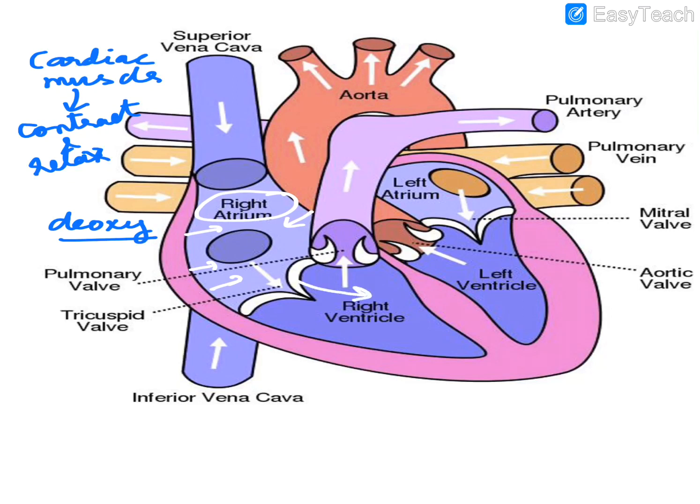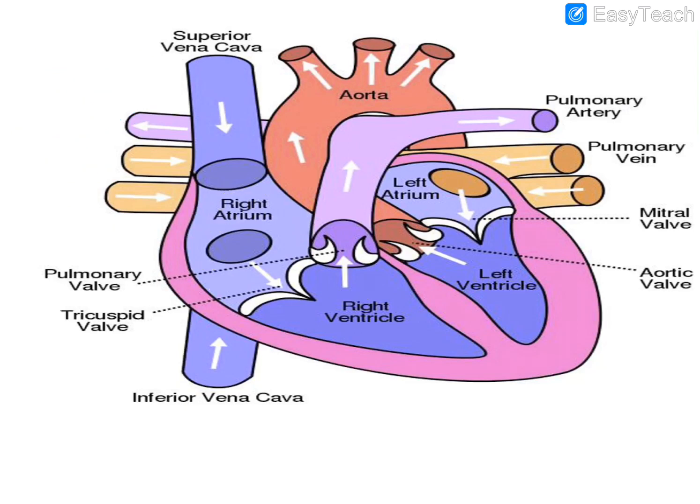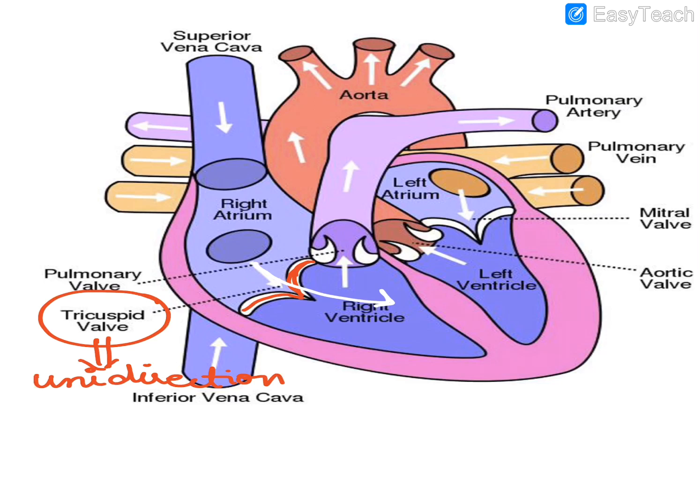But the only problem here is the presence of a door between the right atrium and right ventricle. This door is called the tricuspid valve, and it opens only in one direction, so it is unidirectional. What is the direction? It opens from right atrium to right ventricle. So when pressure is put on the tricuspid valve, it will open and the blood will enter from the right atrium into the right ventricle.